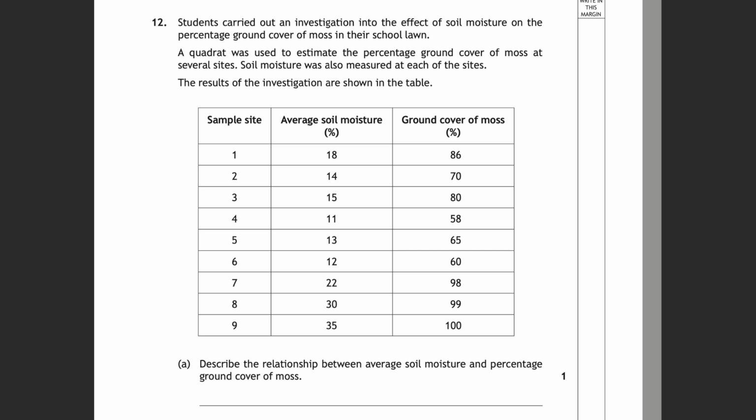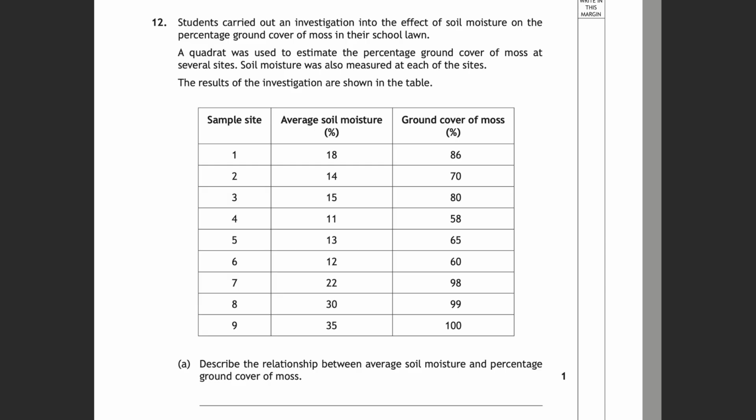The soil moisture was also measured at each of the sites. The results of the investigation are shown in the table. So we'll get sample site 1 to 9, average soil moisture percentage, and ground cover of moss, again, percentage. Describe the relationship between average soil moisture and percentage ground cover of moss.